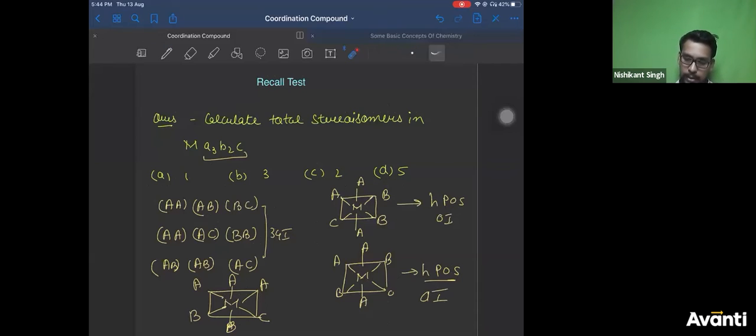What about the third one? Does it have a plane of symmetry? Yes, Chetna, correct. What about this one? Does it have a plane of symmetry? It does not have a horizontal one, A and B. Definitely it does not have a horizontal plane. Does it have a plane of symmetry? Check carefully, guys, if it has any plane of symmetry or not.